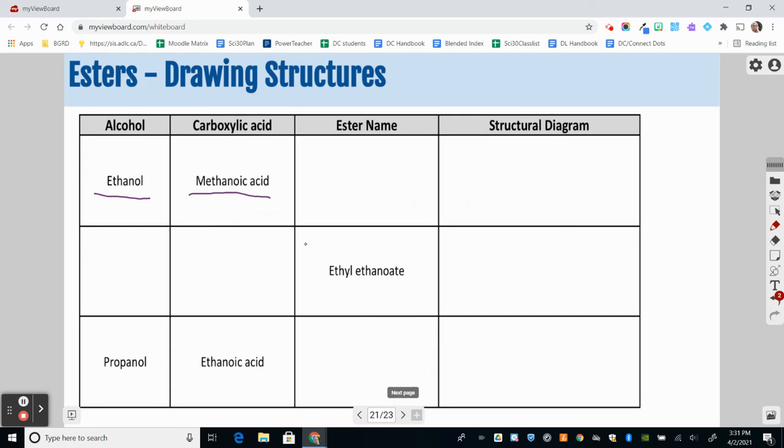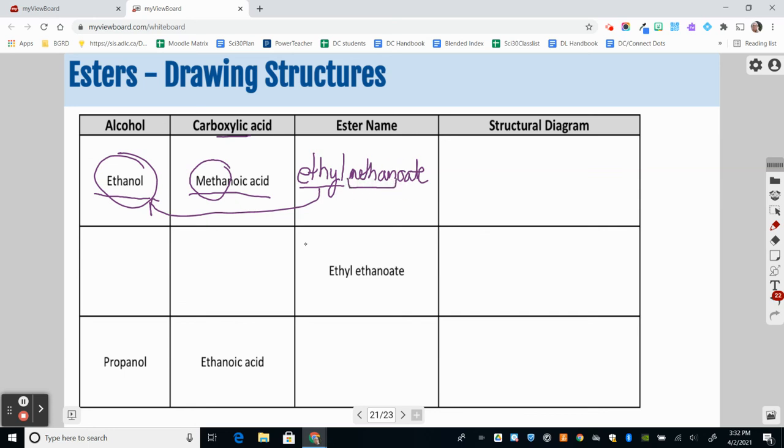So alcohol first, so the ethanol makes up the first part of the name, ethyl. The carboxylic acid chain makes up the second half of the name, methane, and remember we change it to oate. So the first part of the name is from the alcohol. The second part of the name is from the carboxylic acid, and the oate is just added to show that it's now an ester. And we can draw this diagram.